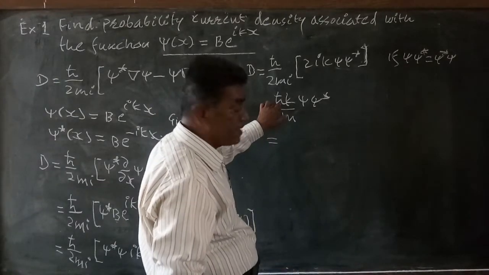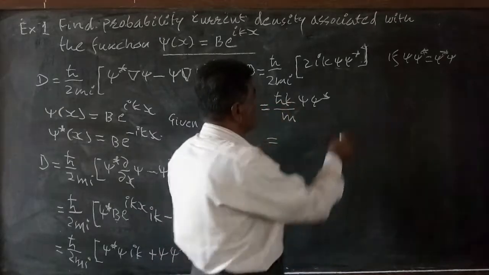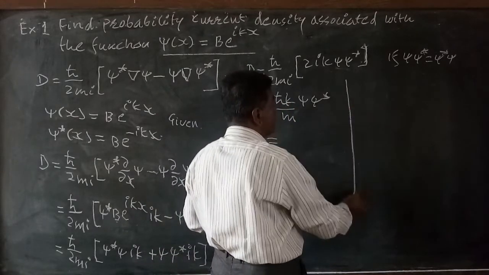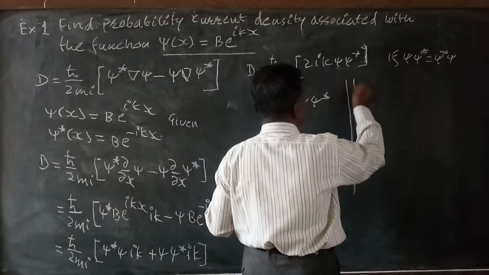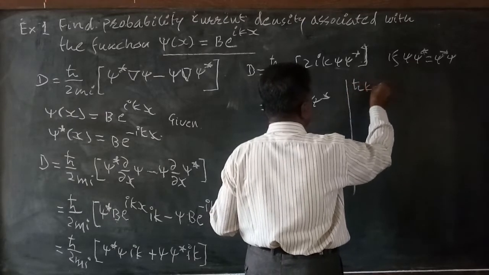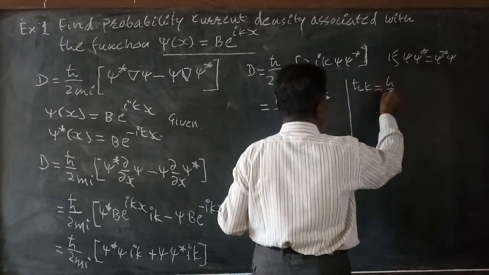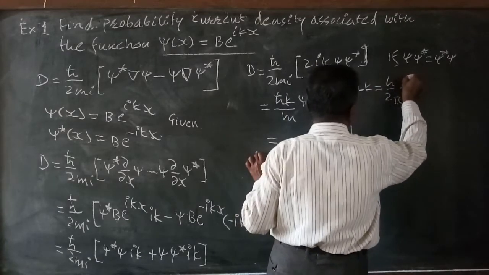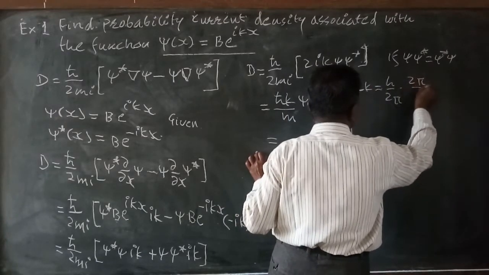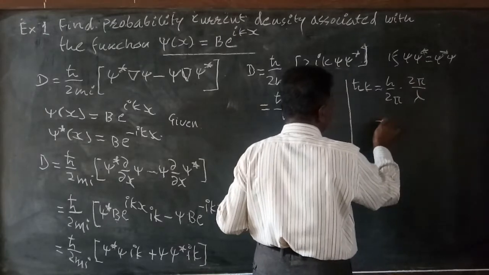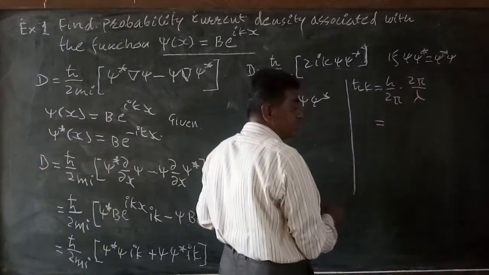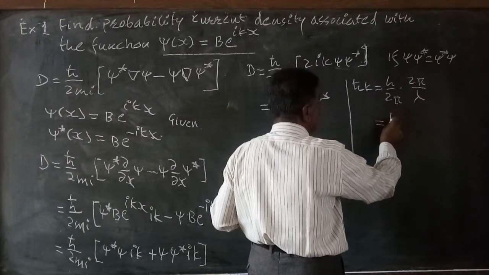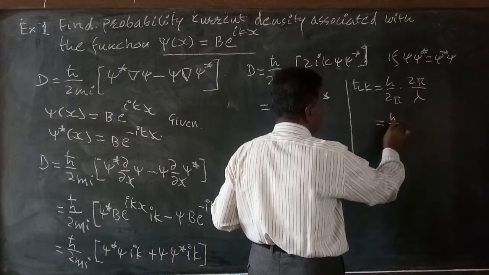ħ is the reduced Planck's constant, and k is the wave vector. So ħk is nothing but ħ equal to h upon 2π, and k is nothing but 2π by λ. So this will be equal to, 2π cancels, so what remains here is h divided by λ.